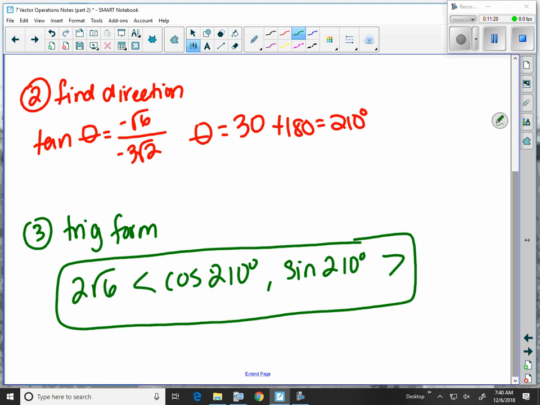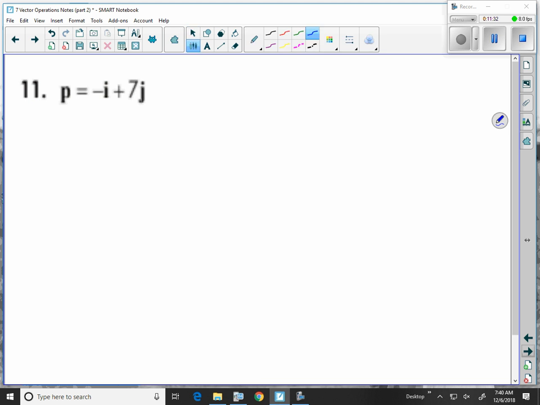Questions for me? All right, let's keep rolling. I know it's a lot of practice, but that's how we get better. I'm going to rewrite this into component form. This would be -1, 7. Same thing as if we were in linear combination, which is what they gave us.